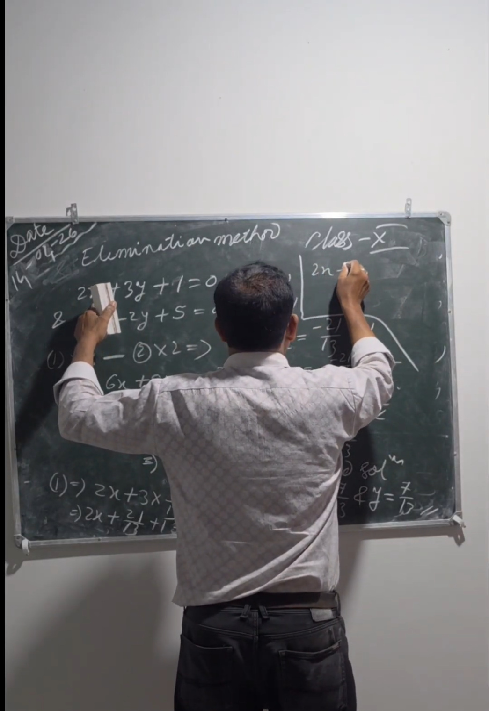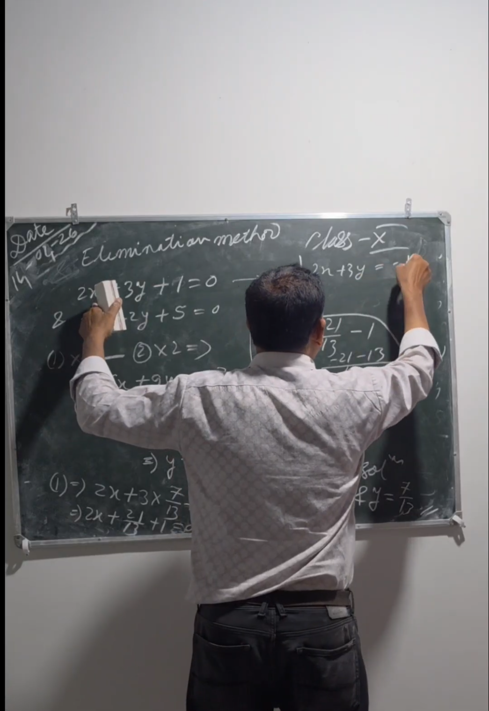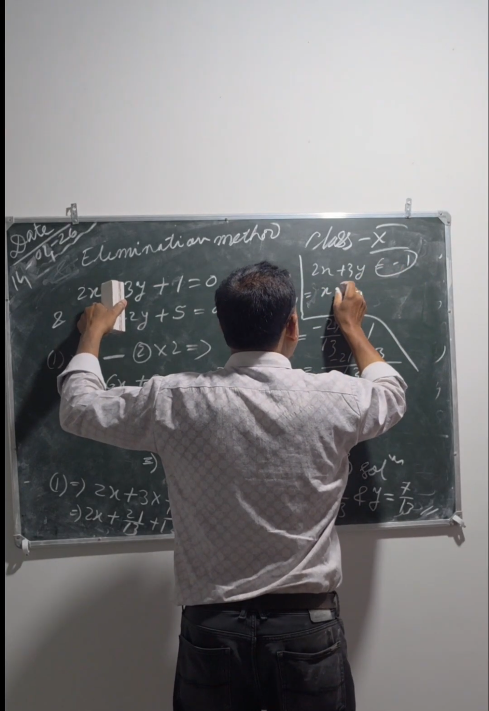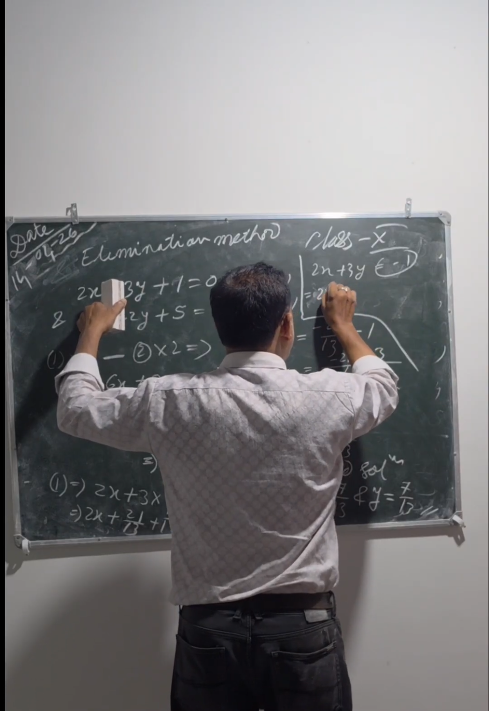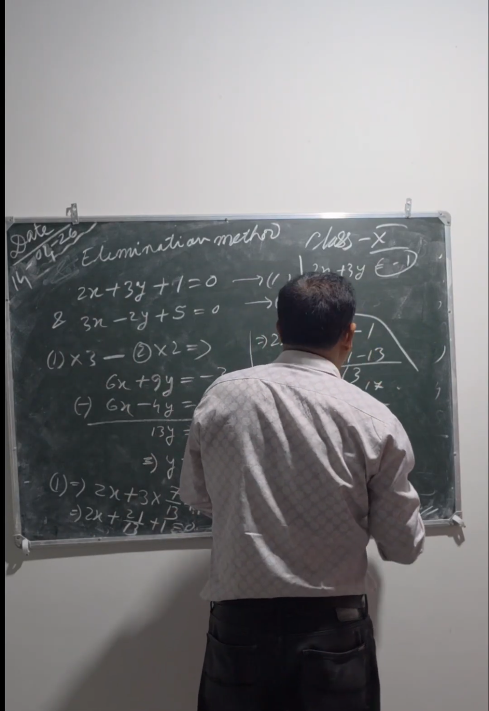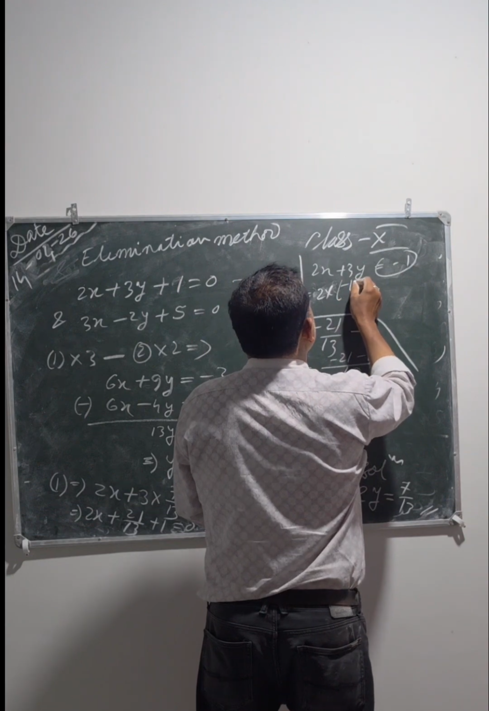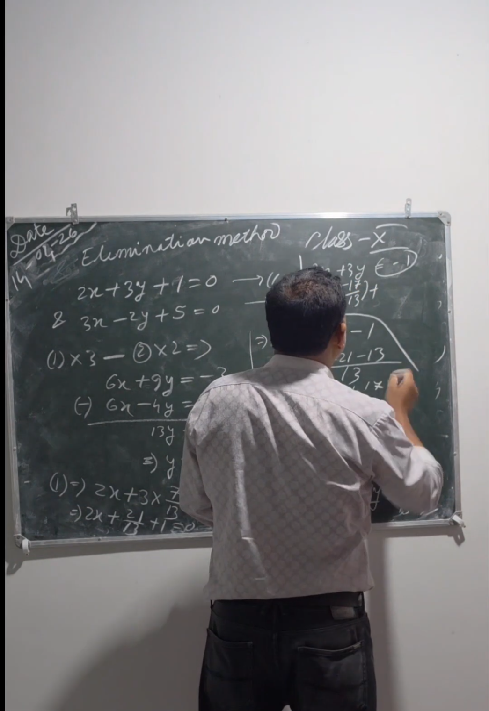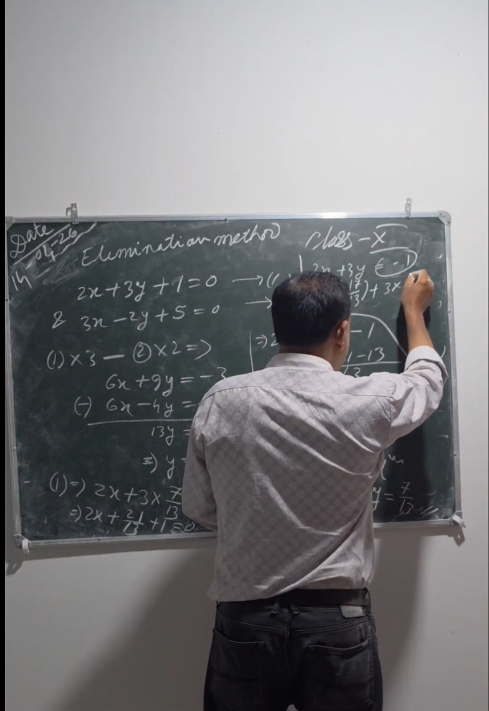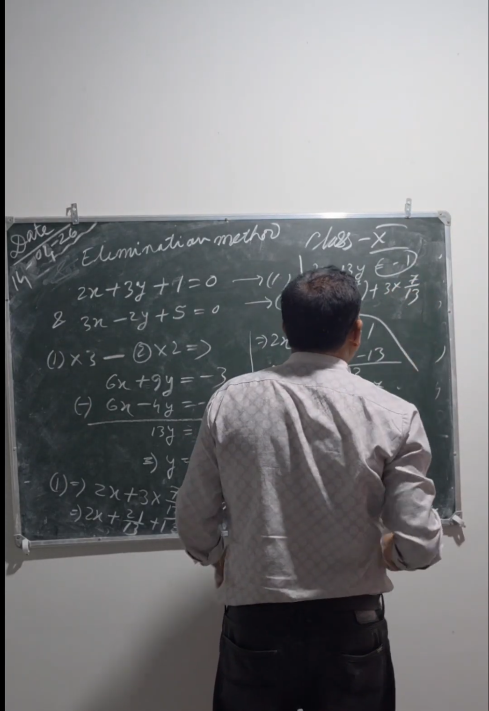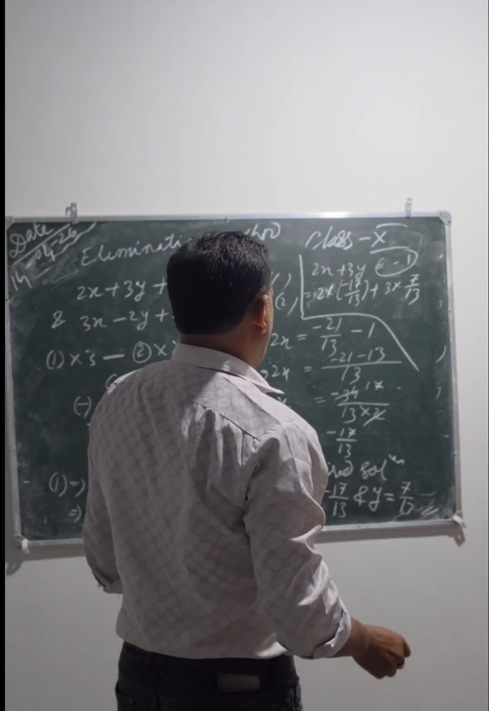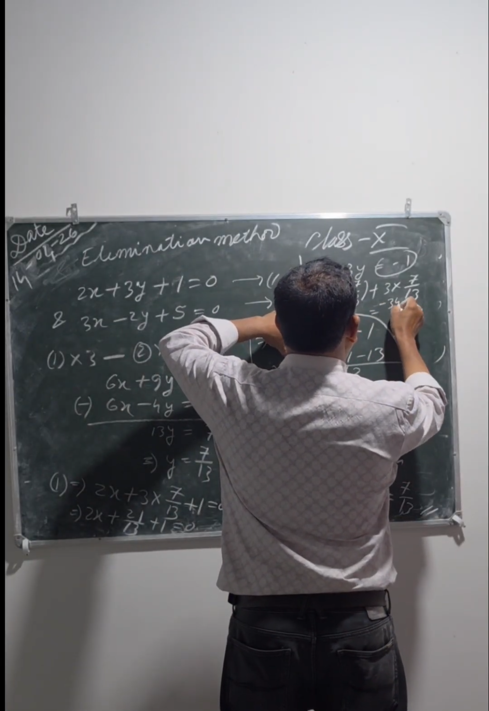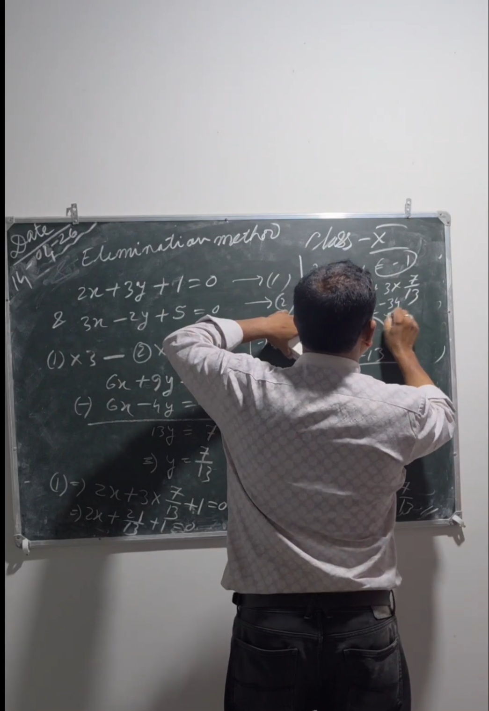Twice x plus 3y is supposed to be minus 1. Then what is the x? x equal to minus 17 by 13. And the value of y is 7 by 13 only. Then for the further simplification, it will be minus 34 by 13.